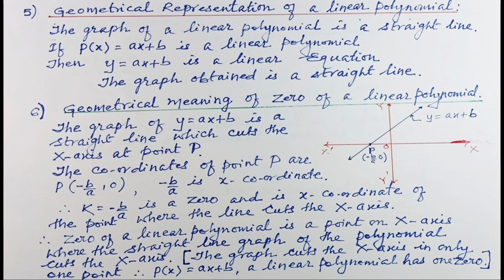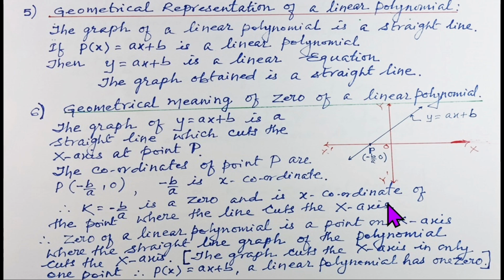Now, what is the geometrical meaning of zero of a linear polynomial? If the graph of y is equal to ax plus b is a straight line which cuts the x-axis in a point P, and the coordinates of point P are minus b by a and 0. Therefore, the x coordinate is minus b by a. But we know that minus b by a is the zero of the polynomial p of x is equal to ax plus b. Therefore, k is equal to minus b by a is a zero and is the x coordinate of the point where the line cuts the x-axis.